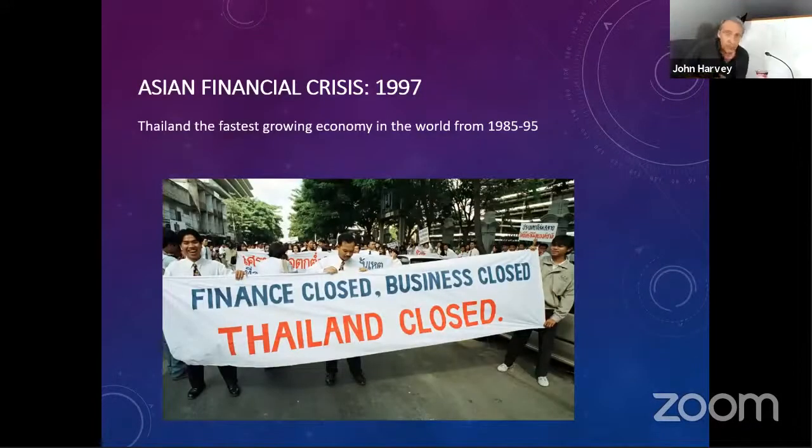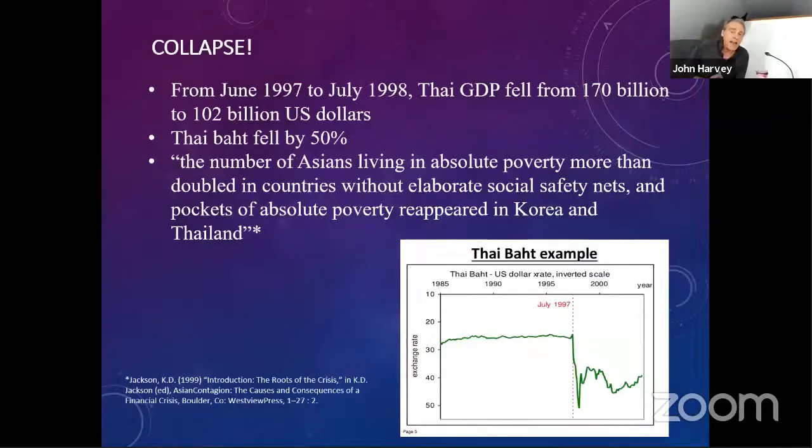Closer to your home, the Asian financial crisis, and Thailand in particular. Thailand had been the fastest growing economy in the world. Not, you know, Thailand was doing okay, or Thailand doesn't suck. No, Thailand was the fastest growing economy in the world. And then the Thai GDP fell from 170 billion to 102 billion US dollars. And what really gets me, and why I really wanted to show this, is the third bulleted point there. And that is the number of Asians living in absolute poverty more than doubled in countries without elaborate social safety nets, and pockets of absolute poverty reappeared in Korea and Thailand. These people had nothing to do with what happened. These people were in absolutely the weakest position to start with. And because of essentially real estate speculation in Thailand, absolute horrible suffering. I'm sure the people who actually made the investments that then caused the collapse suffered very little.